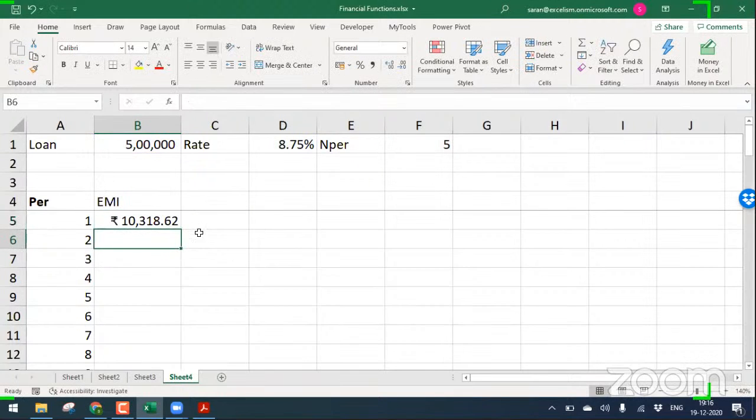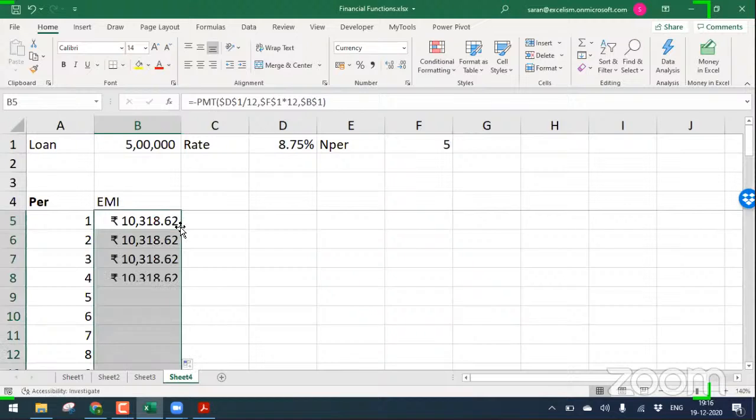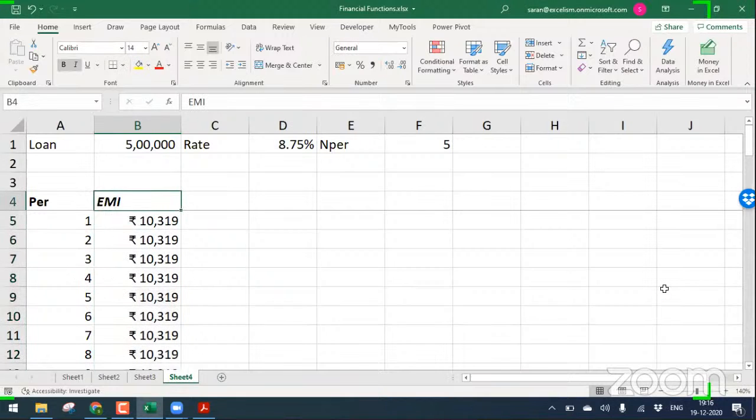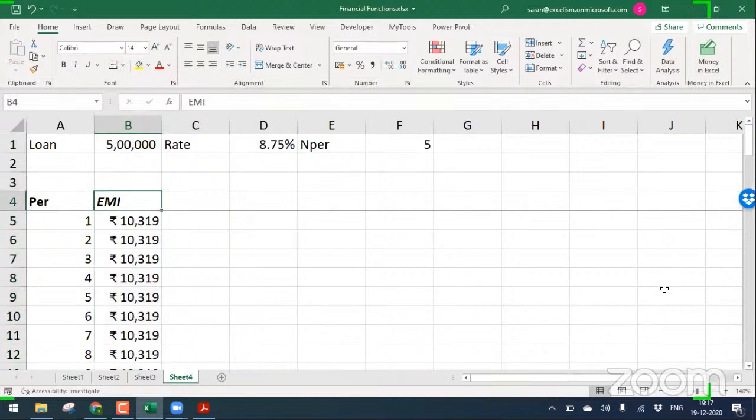Enter, copy and paste. Obviously, why has it given the same answer? Because EMI will never change. EMI means equated installment. It has to be the same throughout the period, right? Now I want to know what is the interest portion out of this and what is the principal portion out of this. This is most important, right? So that I can do a lot of cumulative methods here.